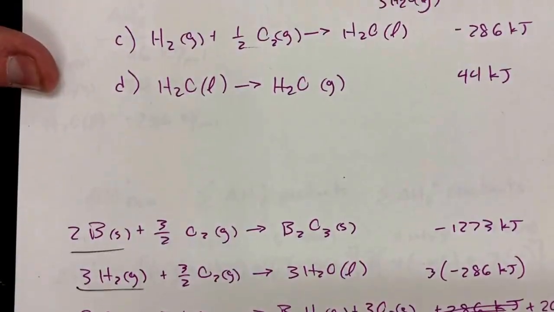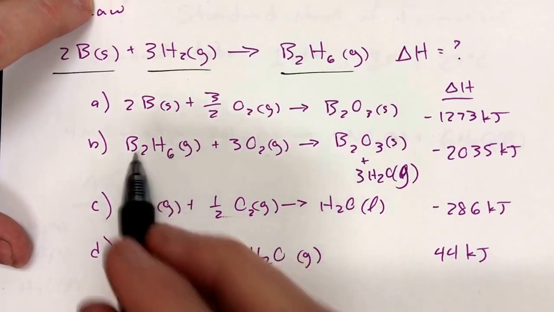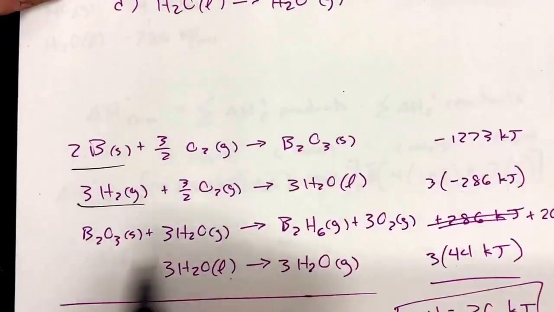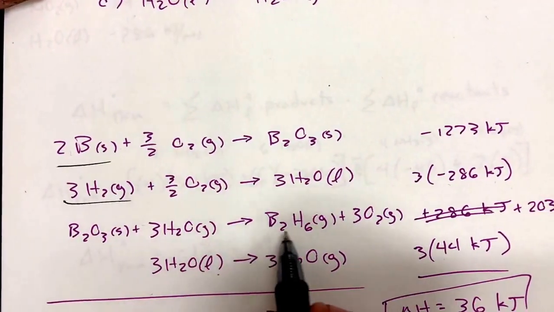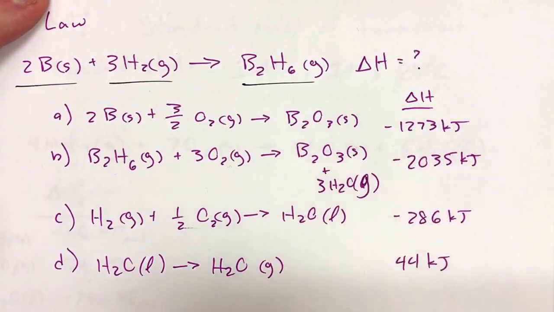And so the only thing that has B2H6 is this, and it's in the reactants. So we need to get this in the products, and we do that by reversing the entire reaction. So we reverse the entire reaction, the products become reactants, the reactants become products, and when we reverse a reaction, we have to change the sign of that delta H.